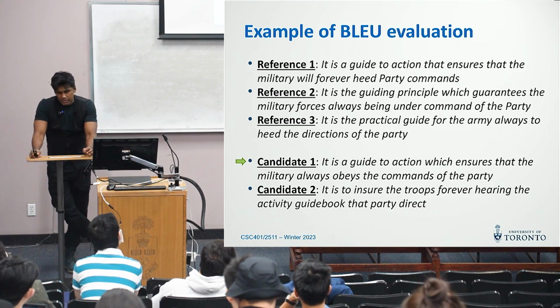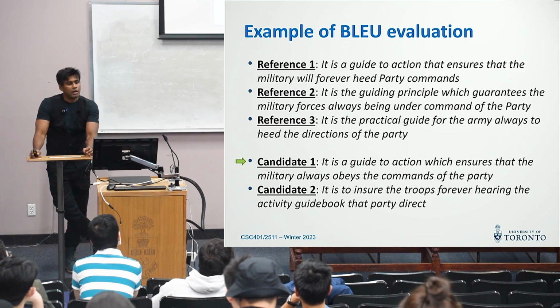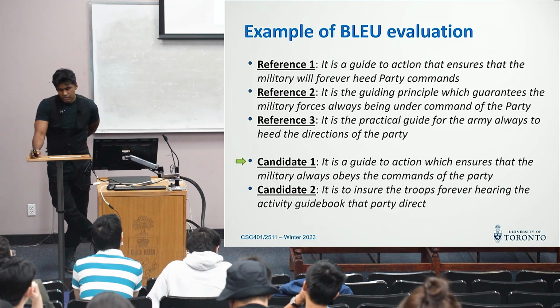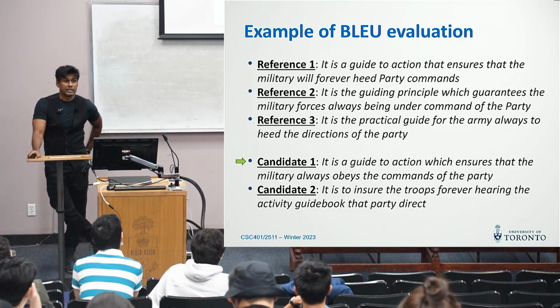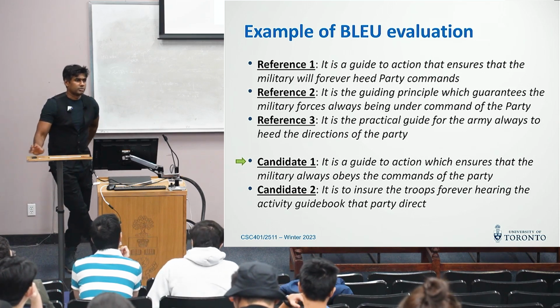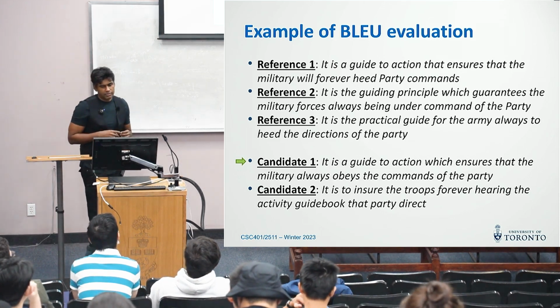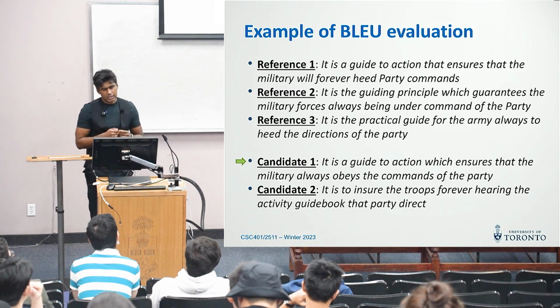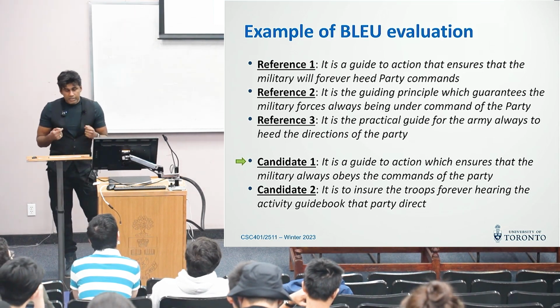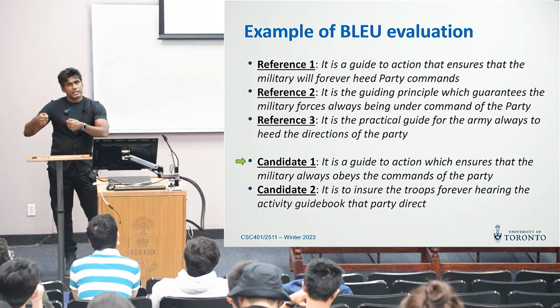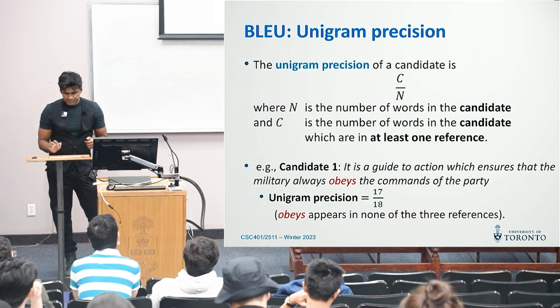It is a guide to action which ensures that the military always obeys the commands of the party. And the second one is, it is ensure the troops forever hearing the activity guidebook that party direct, which is nonsensical, but it has some notion of troops and what they should do. So now let's go through a BLEU calculation example and see whether this holds.